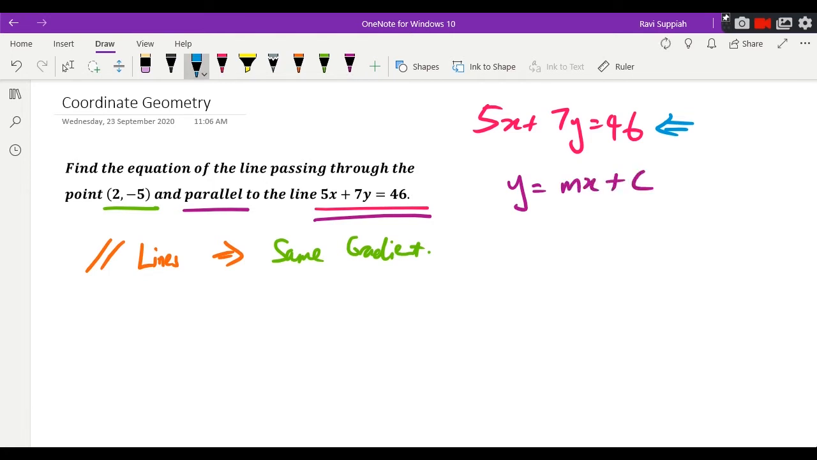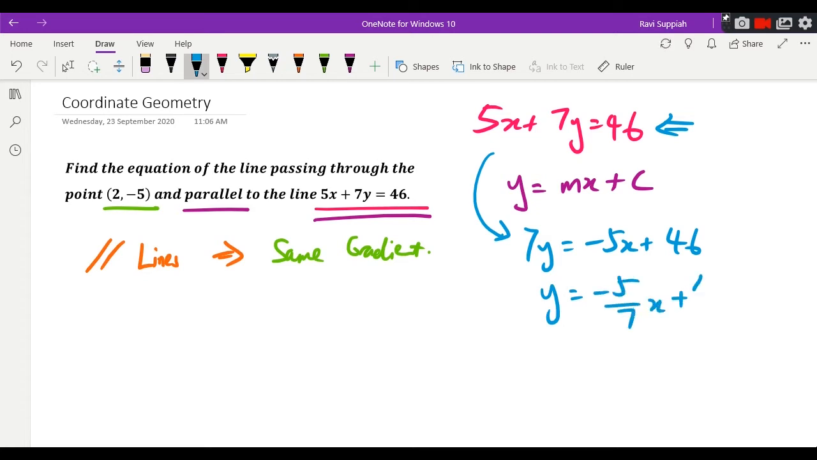So let's go ahead and rewrite this expression. What we have is 7y equals negative 5x plus 46. So y equals negative 5 over 7 x plus 46 over 7. Now, which part of this expression is the gradient? That is the m. So we know that the gradient is negative 5 over 7, which is the same gradient for this line.